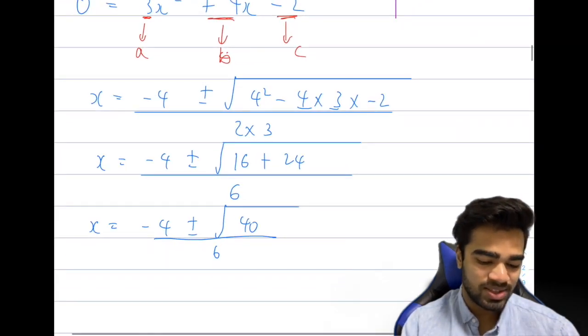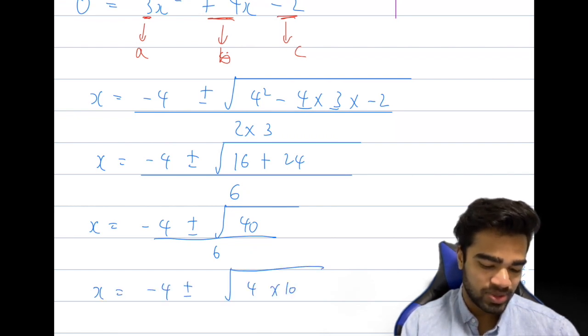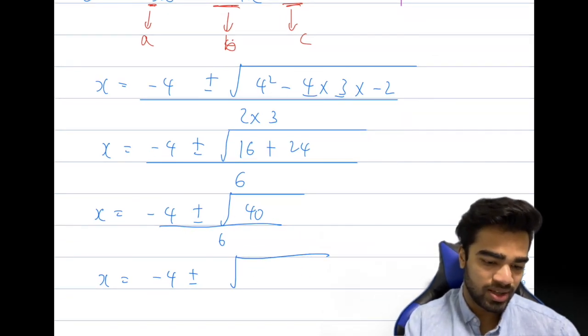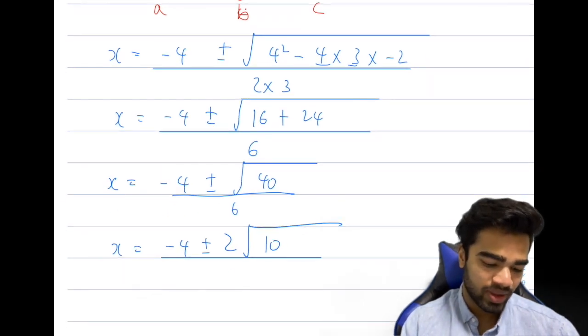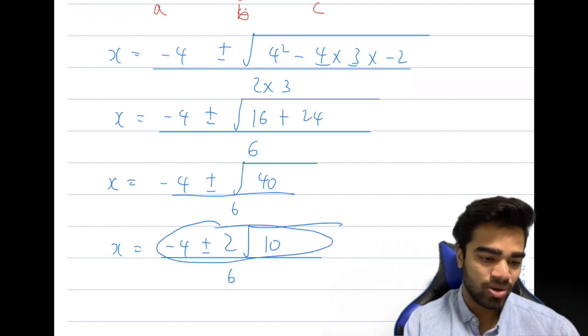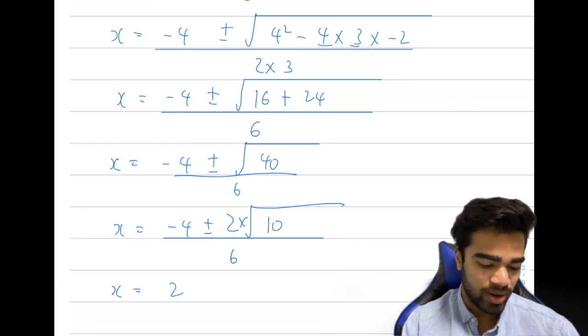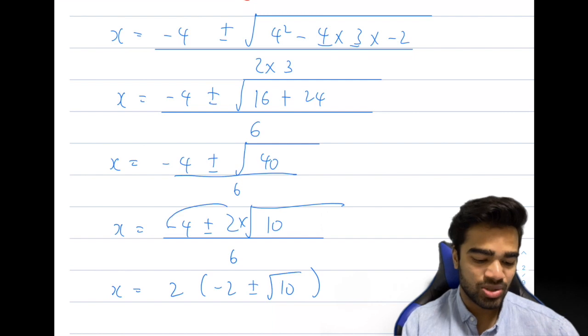Now we can simplify this surd. We talked about simplifying surds before. So you can say x is equal to negative 4 plus or minus root 4 times 10, because 4 times 10 is 40. And you can take the 4 out by square rooting it, so you can write it as 2 root 10, like so. Divided by 6. Now from the top, what you can do is take out the common factor. Because it's 2 times root 10 and this is 4, they have a common factor of 2 on the top. So you can take the 2 out. It's going to be negative 2 plus or minus root 10. Pretty much 1 times root 10, which is root 10. So I just took out the common factor from the top.